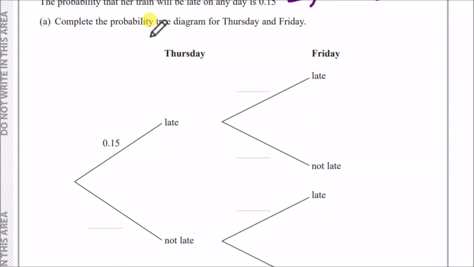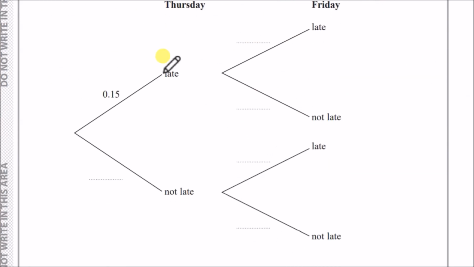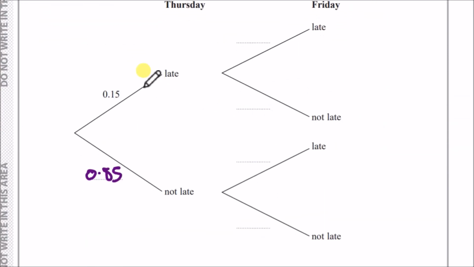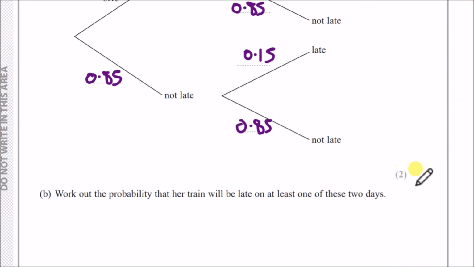So we have to complete the probability tree diagram for Thursday and Friday. Now, from the information, if late is 15%, that means being not late is 85% or 0.85. And there's no other condition, so we're just going to assume that it's always the same. It's going to be 0.15 to be late and not late, 0.85, 0.85. So nice and easy, guys. This is an easy 2 marks banked.